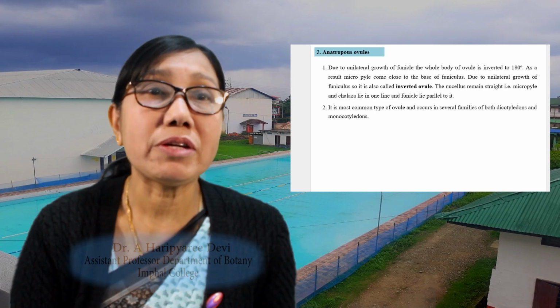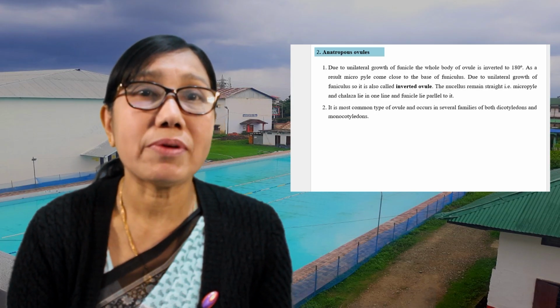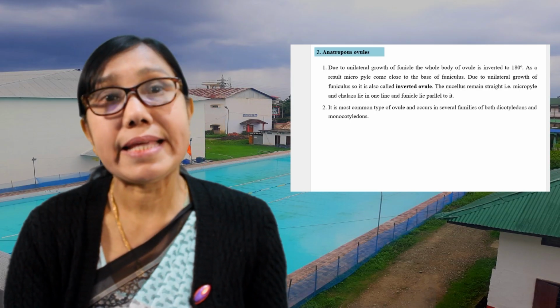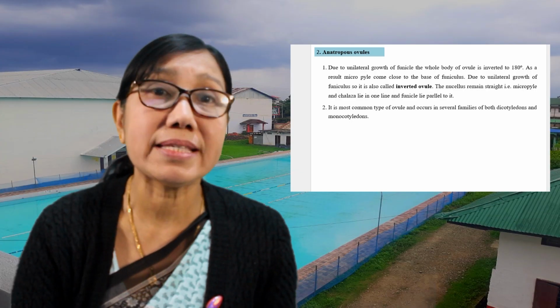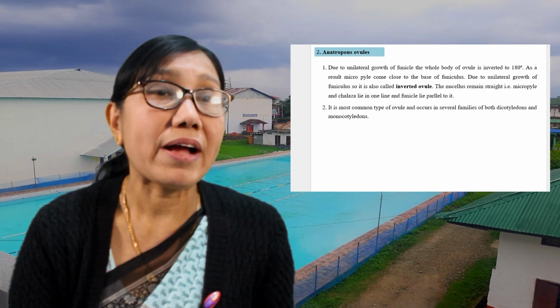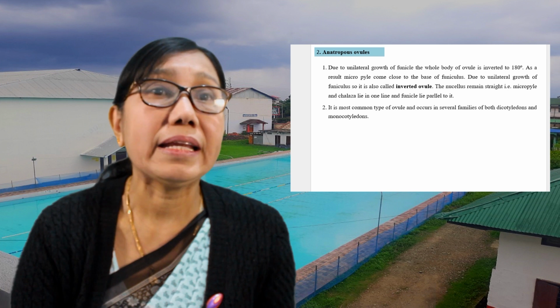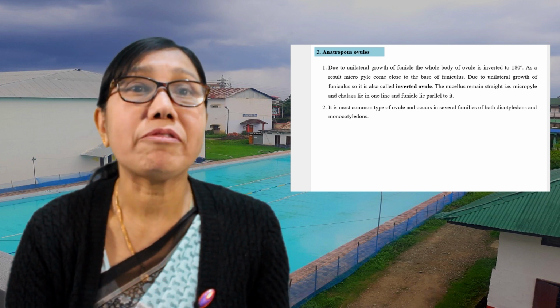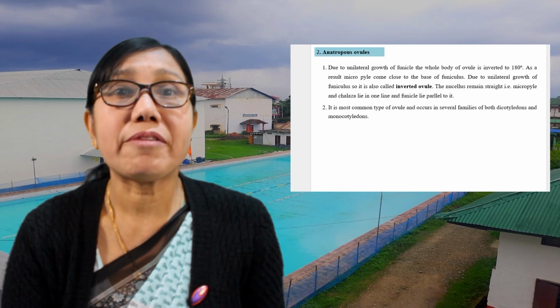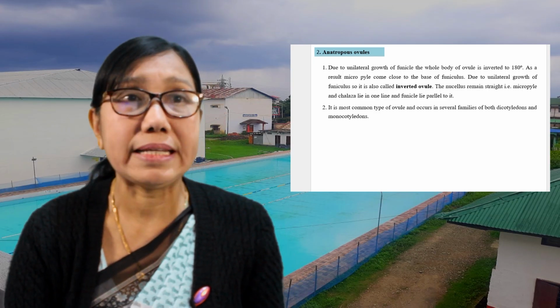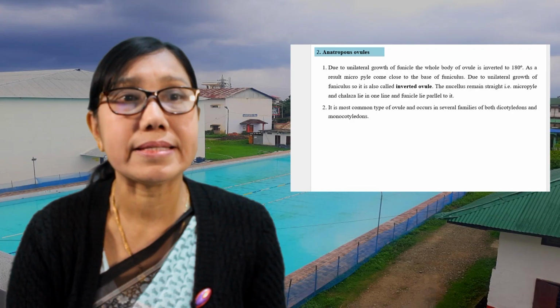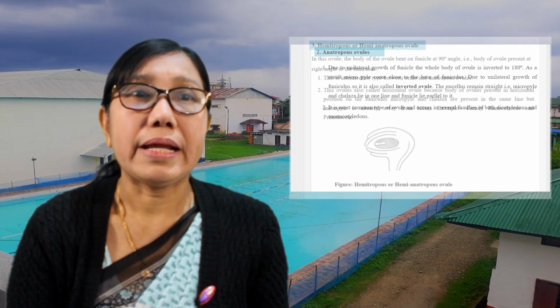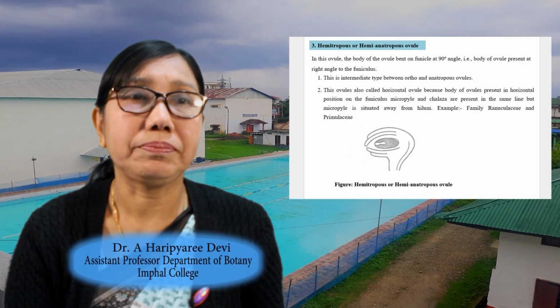What is the difference between the first one and the second one? In the first one they lie straight, but in the second one the nucellus remains straight. That is, the micropyle and chalaza lie in one line and the funicle lies parallel to it. So it is the most common type of ovule and occurs in several families of both dicotyledons and monocotyledons. Now let's discuss the third one.